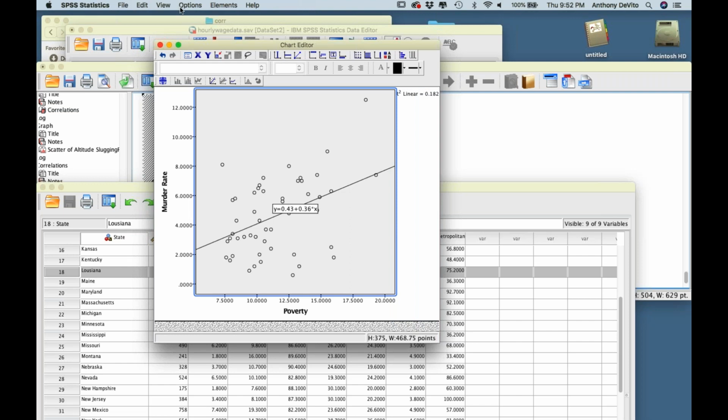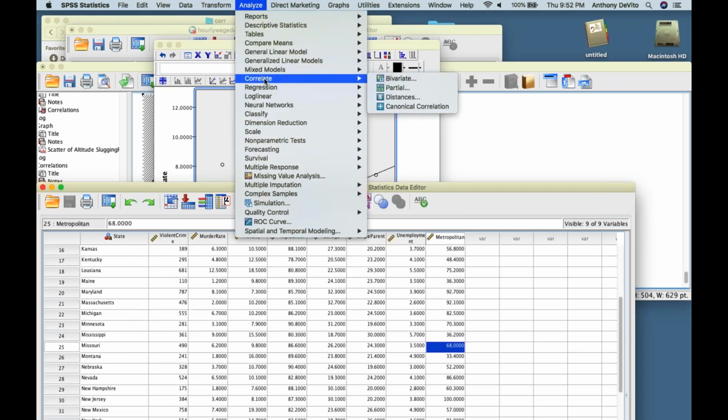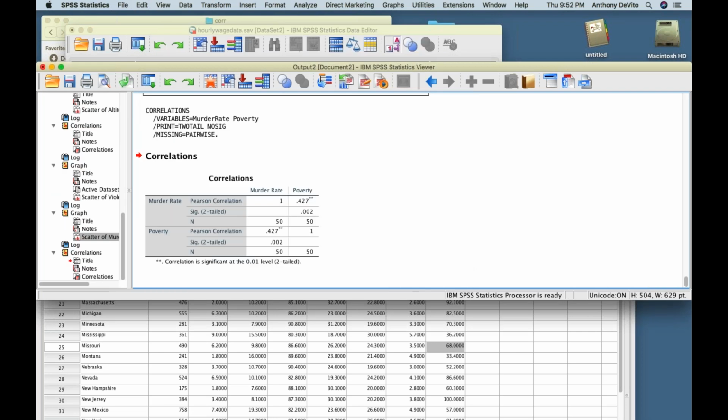Let's go ahead and actually do this calculation. I'm going to say analyze, correlate, bivariate. I'm going to move in the murder rate and the poverty rate. And I'm going to start with the Pearson's R value. In other words, the correlation coefficient is equal to 0. That's my null hypothesis. Or the Pearson's correlation is not equal to 0. In other words, there is some correlation between those two, or some association between those two.